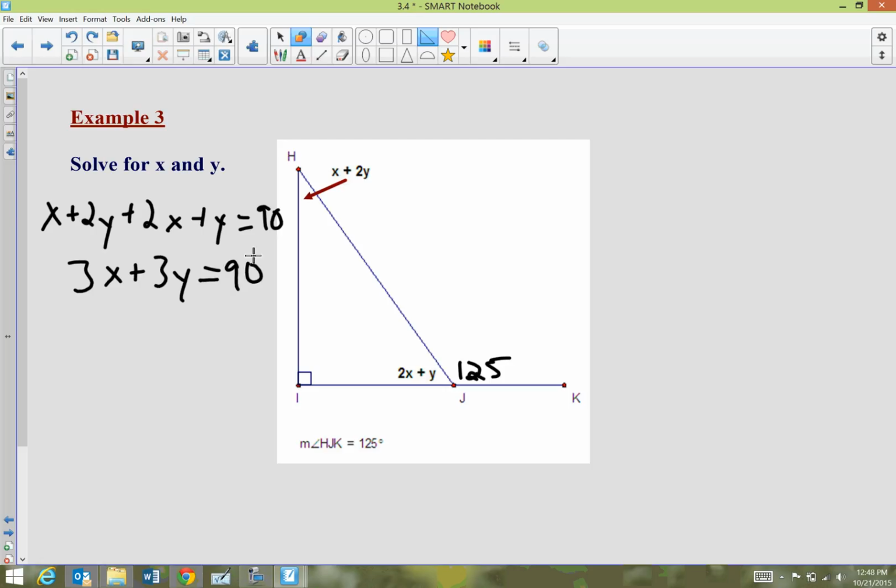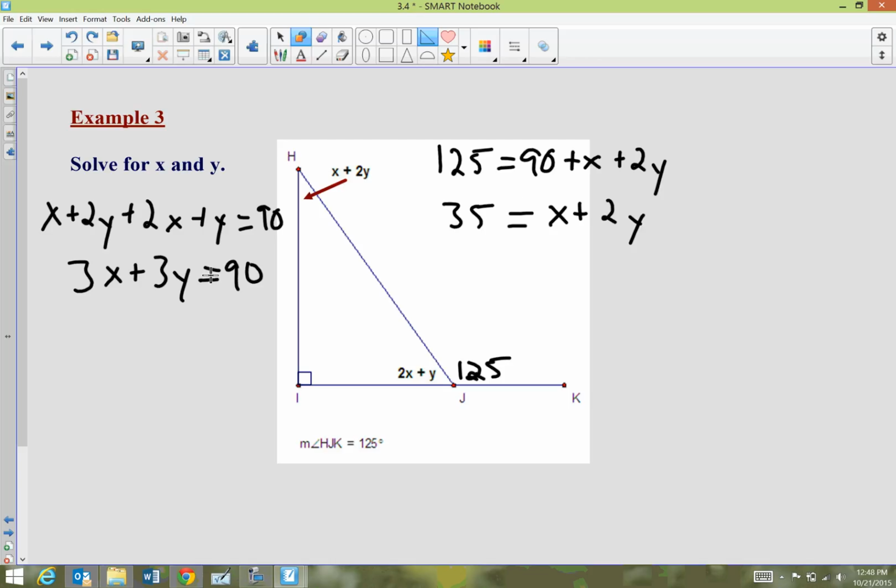But again, there's a problem with this equation, right? Because we've got two variables and only one equation. So to solve for two variables, we need two equations. So we need to figure out what another equation is. Well, I notice that they give me this angle 125 here, and it's an exterior angle of this triangle. So 125 has to be equal to the sum of the remote interior angles, so 90 plus x plus 2y. So 125 is equal to 90 plus x plus 2y. So that gives us x plus 2y, subtract 90 from both sides, equals 35.